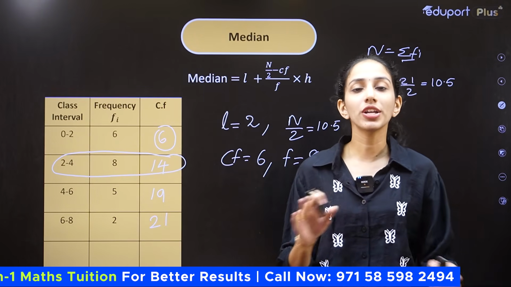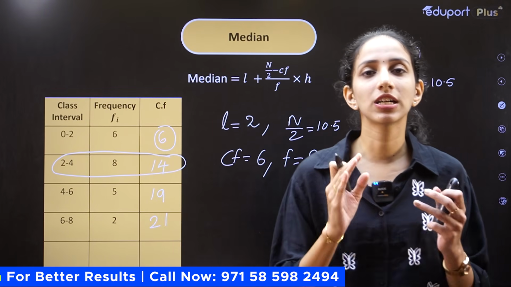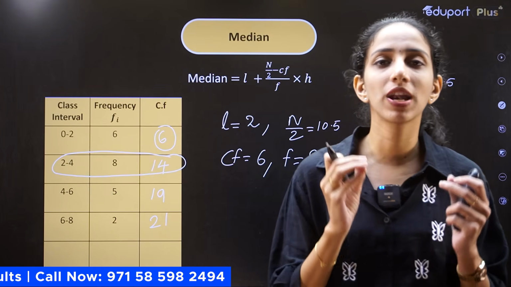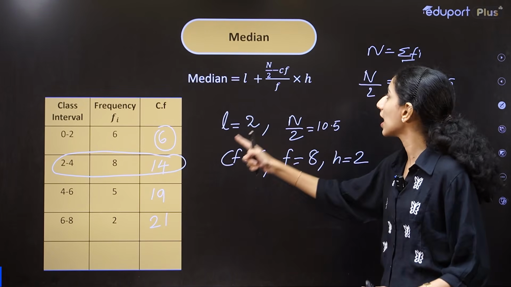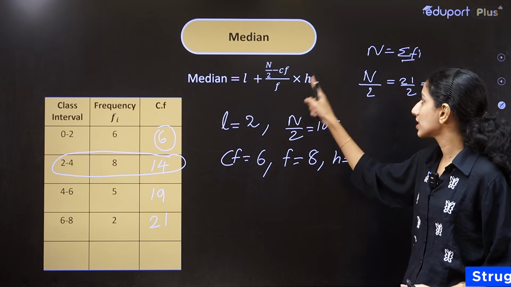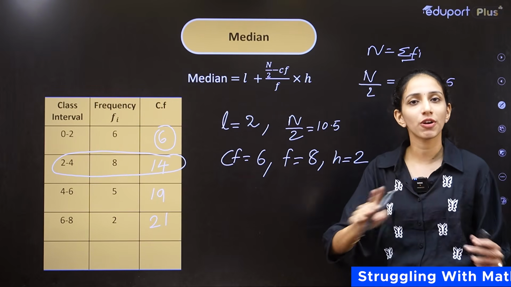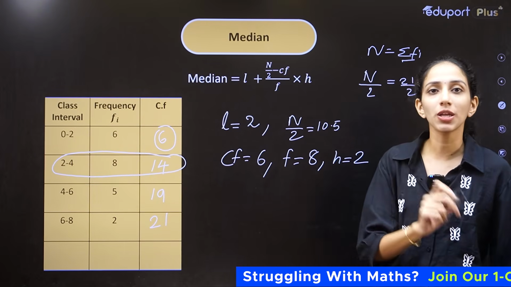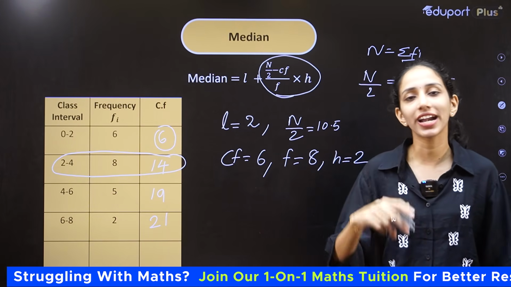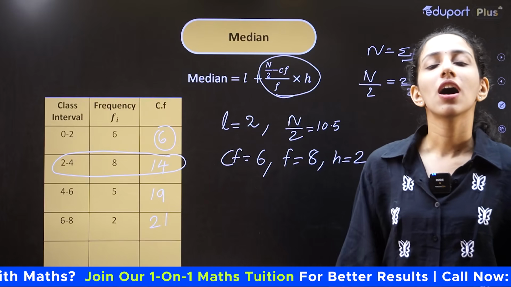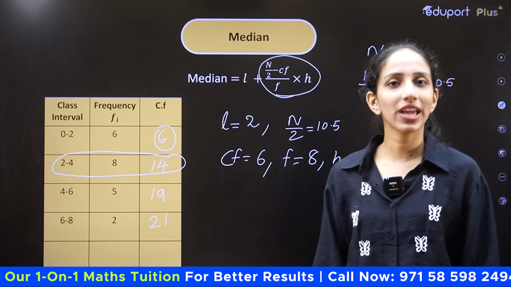Then we got all the values, that is the terms we are using in our formula for the median. Then just substitute all these values in our formula, L plus (N by 2 minus CF) by F into H, then find out the answer. While you are doing the problem, first find out this product, then after that add L to our product. Okay, so you will get the answer.